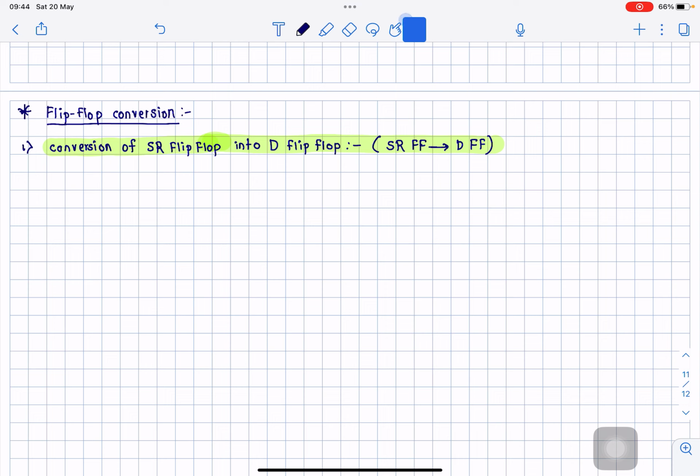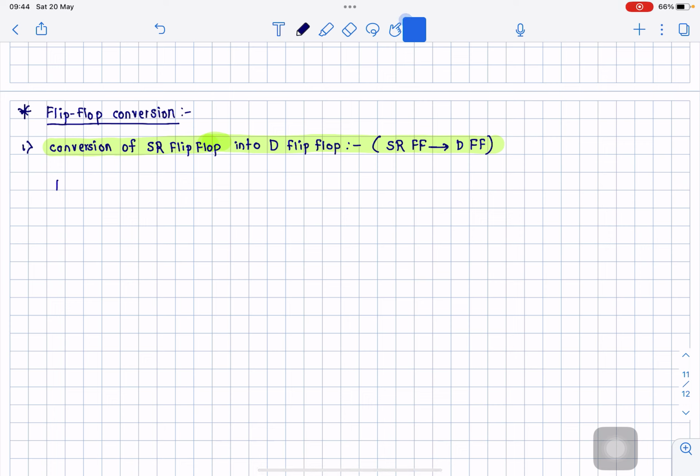For that we need to write some conversion logic. When this conversion logic is applied to the SR flip-flop, the SR flip-flop will get converted into a D flip-flop. So let us write that conversion logic. How can we write it? First of all, we need to write the present state and next state of the desired flip-flop. So we'll make a state table in this way.